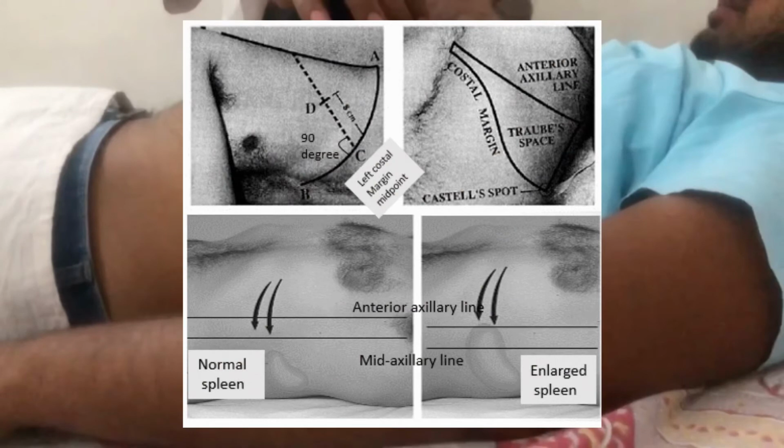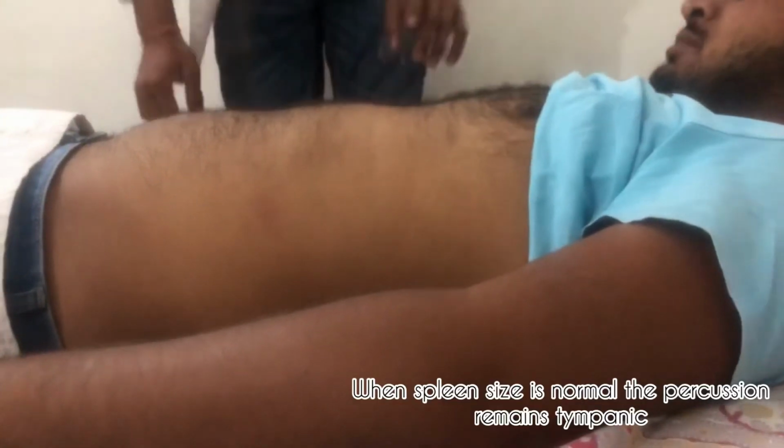Percuss the left lower anterior chest wall, roughly from the border of cardiac dullness at the sixth rib to the anterior axillary line down to the costal margin. This is an area called Traube's space. Percuss along this route and note the lateral extent of tympany.